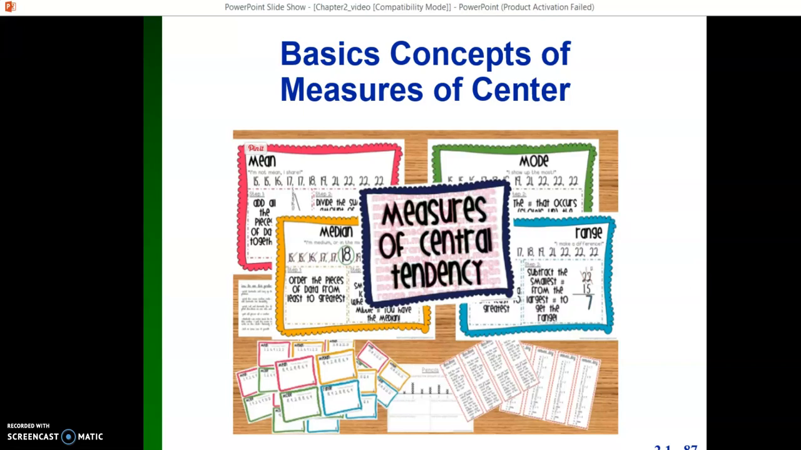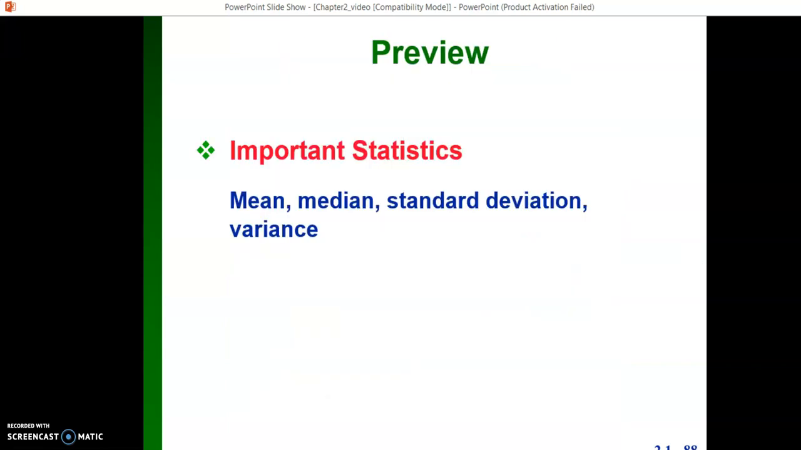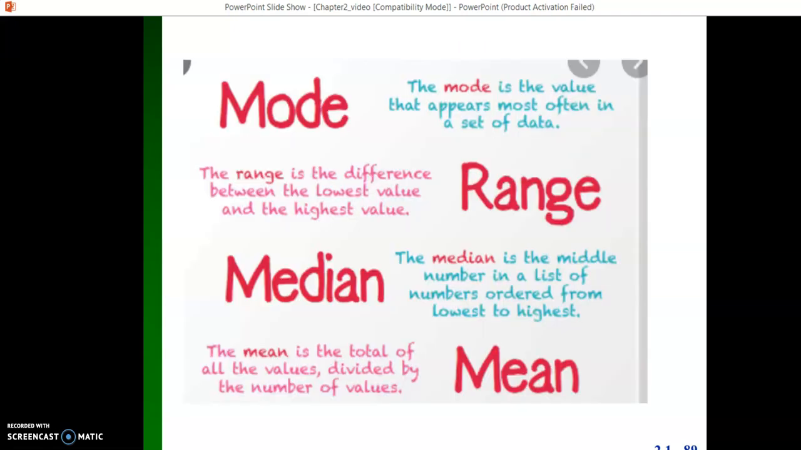So today's lesson, you are going to learn measures of center: mean, median, mode and range. We'll see them one by one. And one more addition, standard deviation and the variance. You have learned already what mean, median, mode and range are.